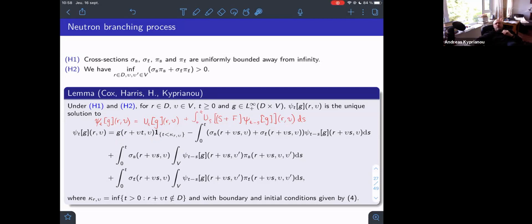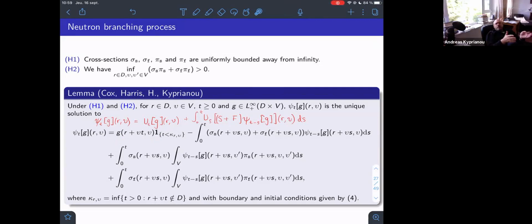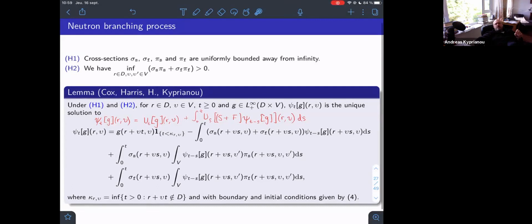And S and F are two operators which correspond to these integral terms with the pi S and the pi F. So this is exactly how we write evolution equations, mean semi-group evolution equations of every branching process that we know on the planet. So whether you like super processes, fragmentation processes, or branching Brownian motion, they all have a version of their mean semi-group which takes this form.